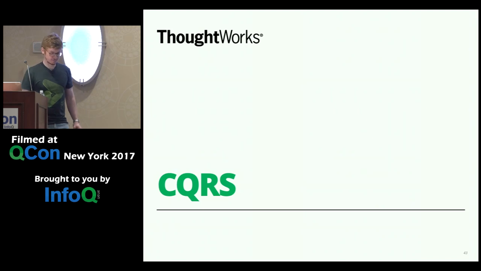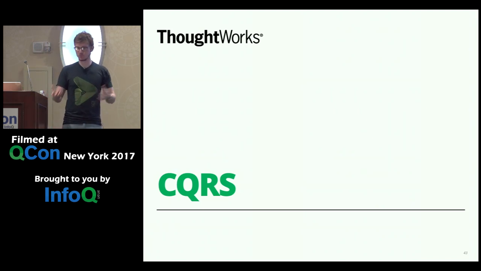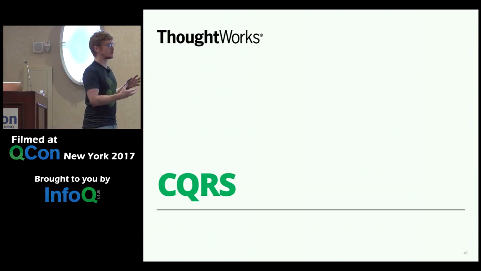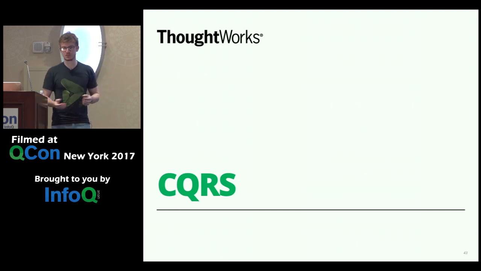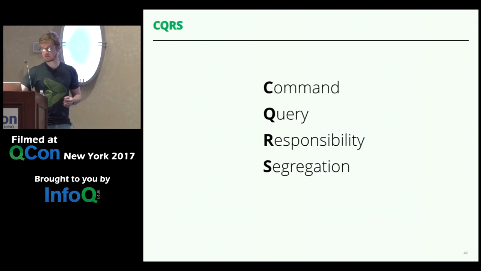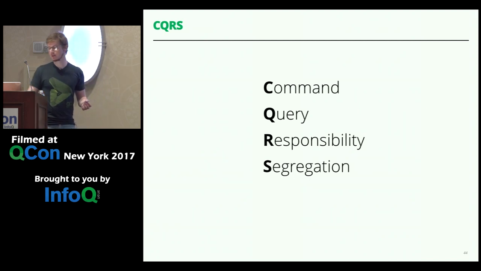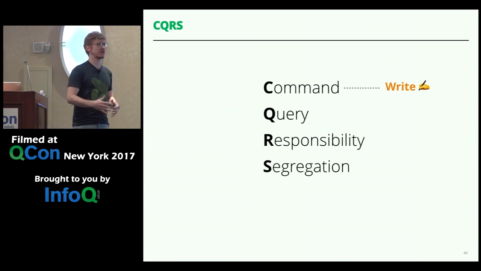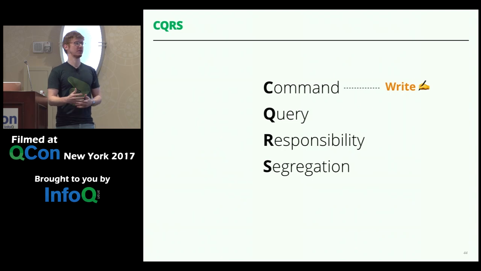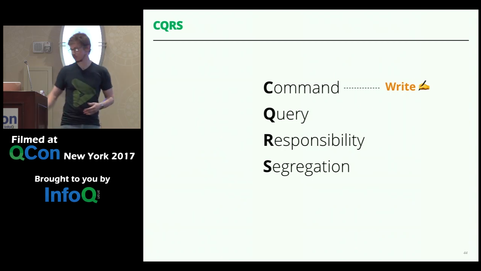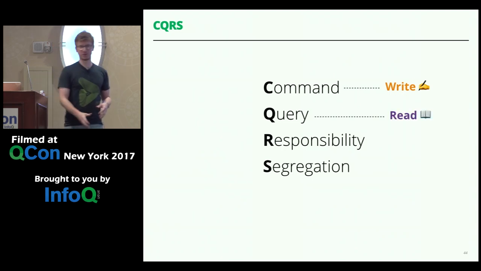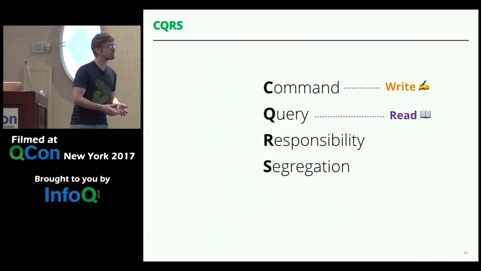So because of that, we had to use another idea, which usually comes together with event sourcing, which is CQRS. CQRS stands for Command Query Responsibility Segregation. And this pattern tells us that we can divide our application into separate data models: the command model, in which we write data, and the query model, in which we read data.